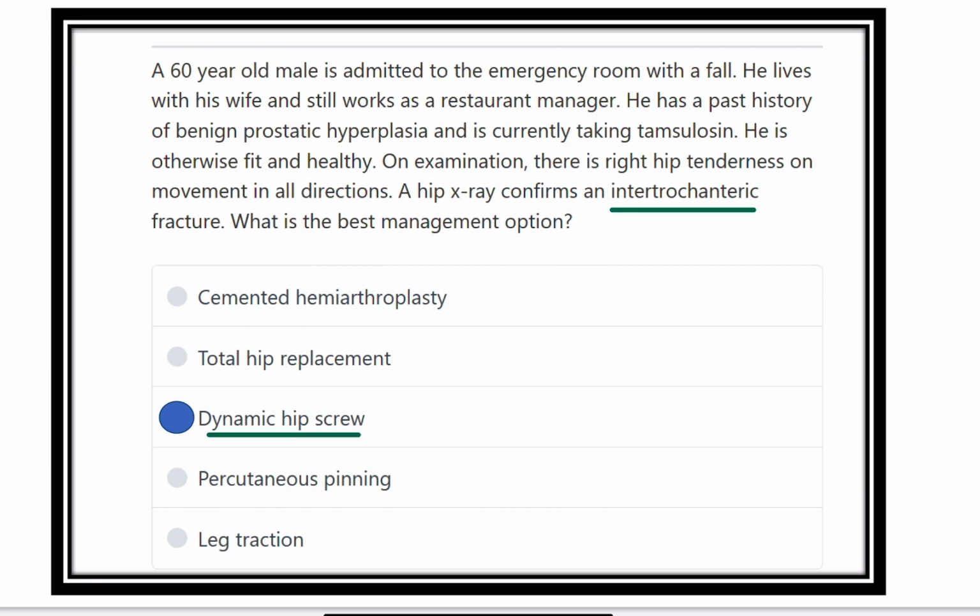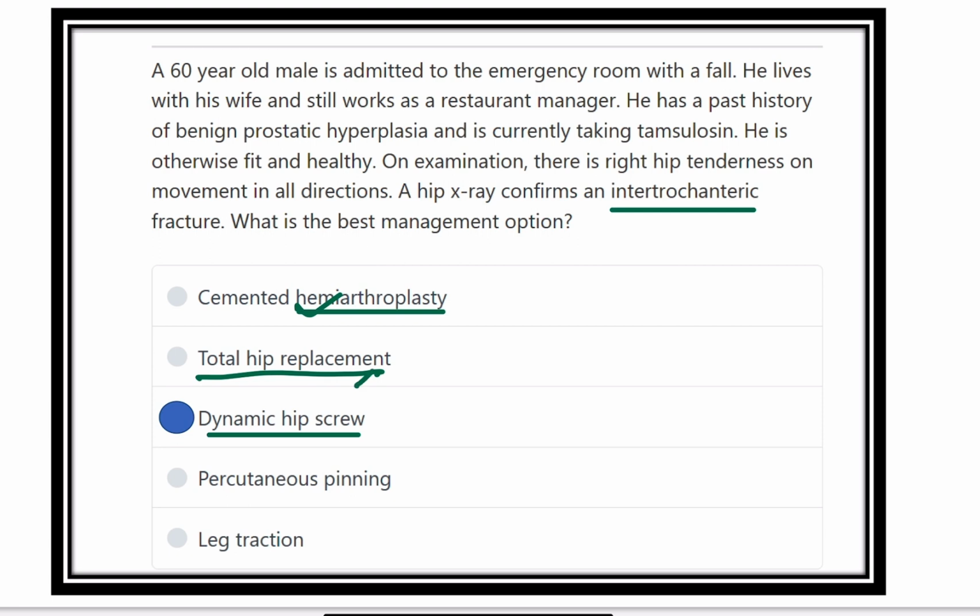Other options here, such as cemented hemiarthroplasty: hemiarthroplasty is done in case of femoral neck fracture, and in a patient who is not fit for a long surgery or who is bedridden. In this condition, hemiarthroplasty is the best option. On the other hand, total hip replacement is also done in case of femoral neck fracture, but in this condition the patient is typically healthy and fit for different activities. In this condition, a dynamic hip screw is usually placed.